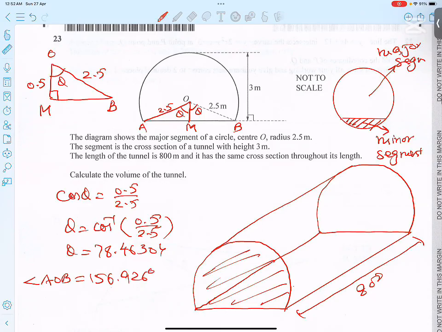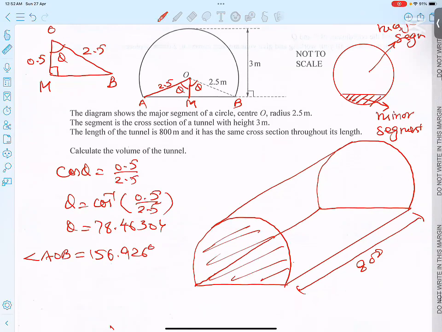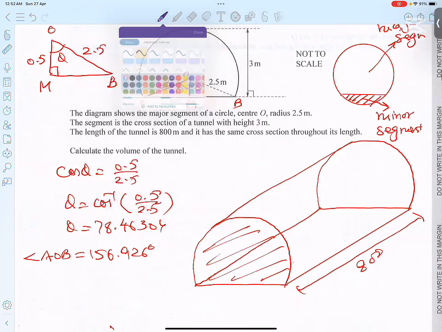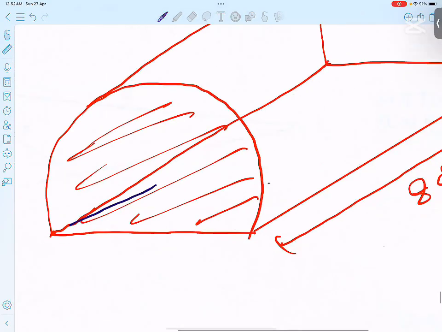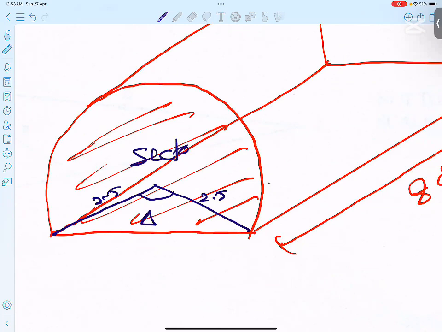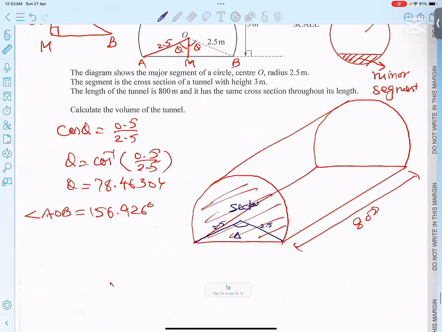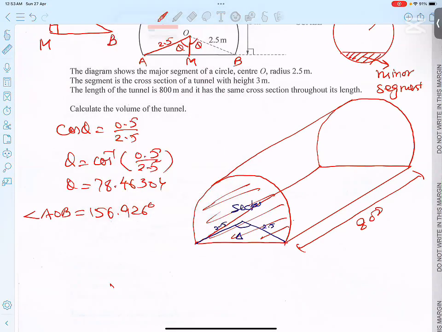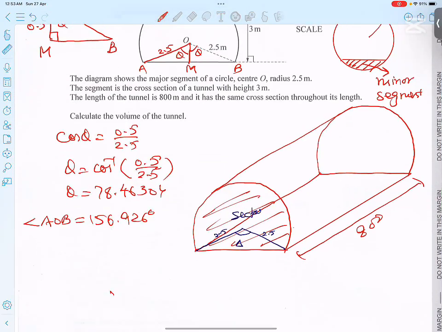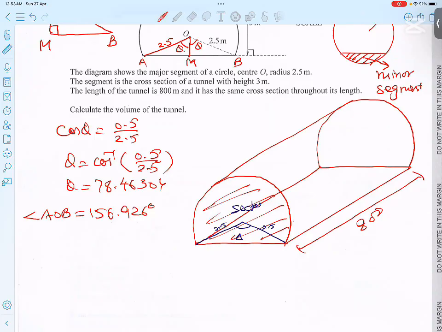Now, what is my major plan? In this diagram, we have two parts. One is a triangle, which has this angle, with sides 2.5 and 2.5, and we need the triangle area. And one is the sector area. So I have to add them both. Let's have a look at how we can attain it. So the triangle area, and so the cross-section area.